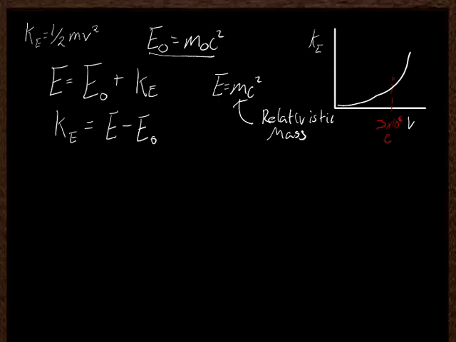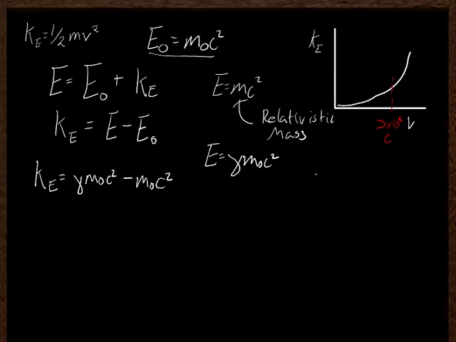Now, how do we work out the relativistic mass? Well, we times it by gamma. And so this equation then becomes E equals gamma m naught c squared. So we can pop that into our equation for kinetic energy. So our total energy, which is gamma m naught c squared, minus our rest mass energy, which is m naught c squared.